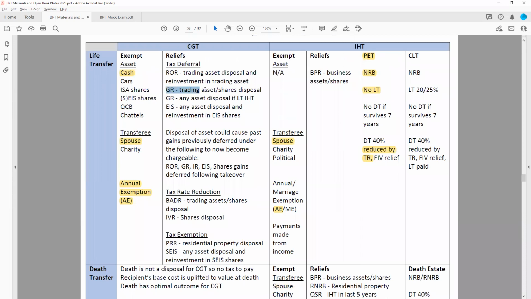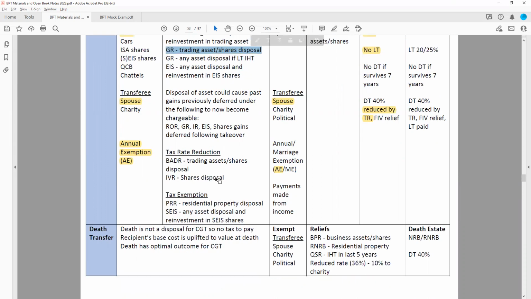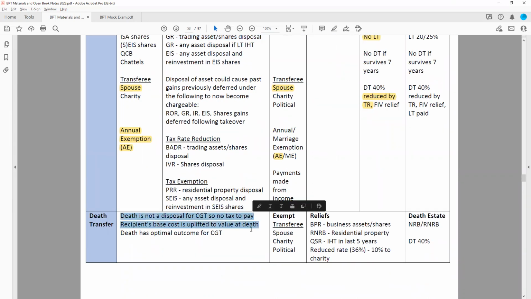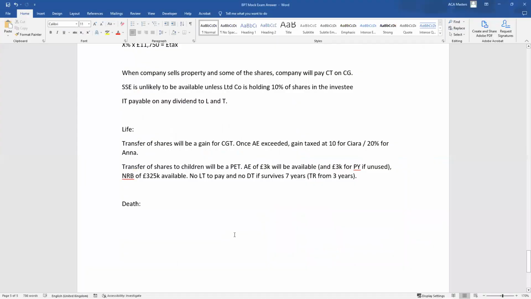Whereas with gift relief, yes, the person disposing of the asset doesn't have to pay tax now, but the base cost is reduced for the next person. So death is a really beneficial way to pass assets on for CGT purposes. And we went through this in detail in the earlier CGT and IHT planning classes. So we could put here, death, not a disposal for CGT, and children get shares at market value on death.